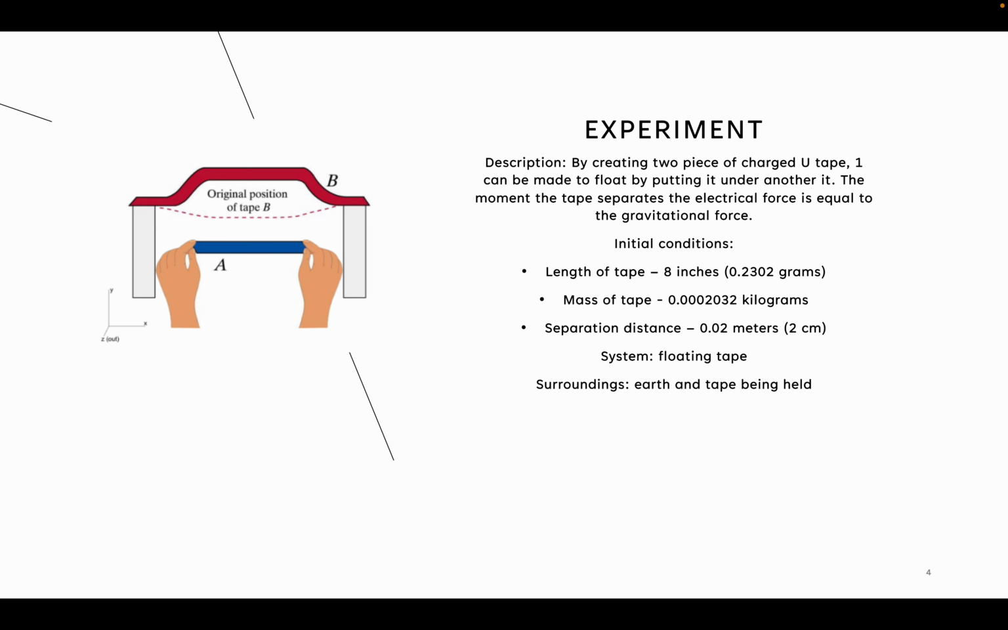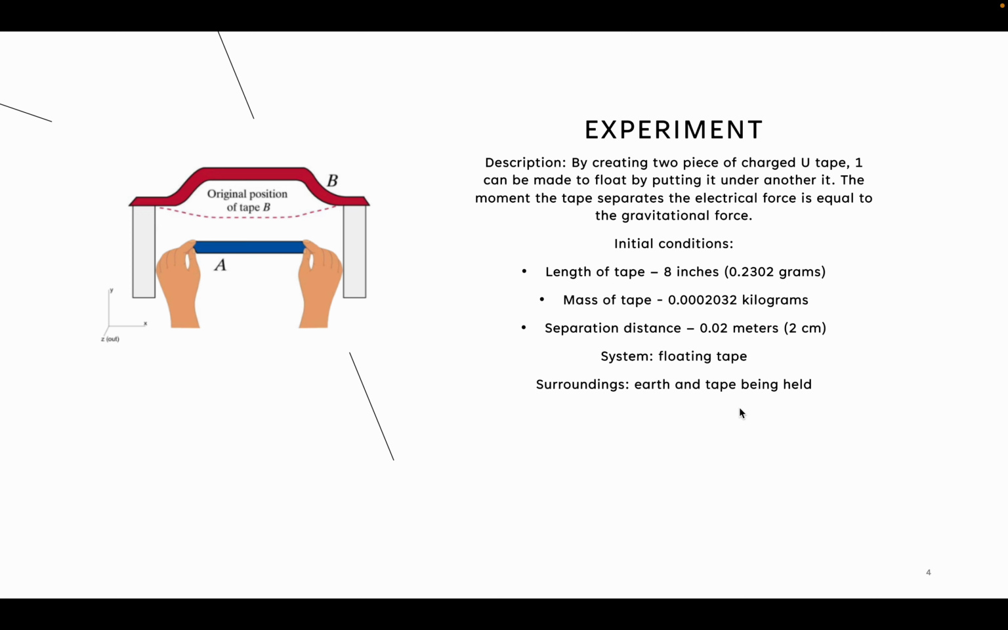Since they have the same charge, one will repel the other and make the top piece of tape seem like it's floating. At this instance of floating, the electrical force is equal to gravitational force, and that's how we're able to calculate this excess charge. So in terms of initial conditions, it's 8 inches or 0.2 grams, which means it's 0.0002 kilograms. The separation distance was 0.02 meters, and the system is the floating tape, while the surroundings is the Earth and the tape being held.